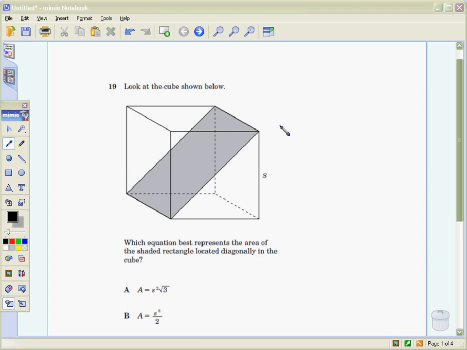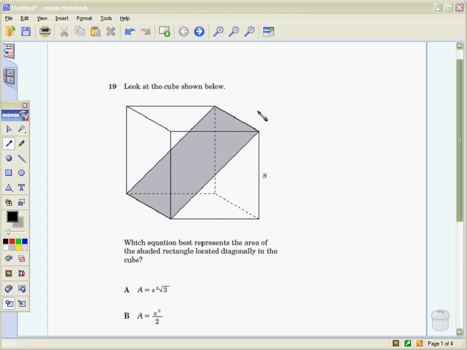Okay, we're going to talk about Objective 6, demonstrate an understanding of geometric relationships and spatial reasoning. And I know I'm going to split this up into a couple different podcasts. So here we go, looking at number 19.